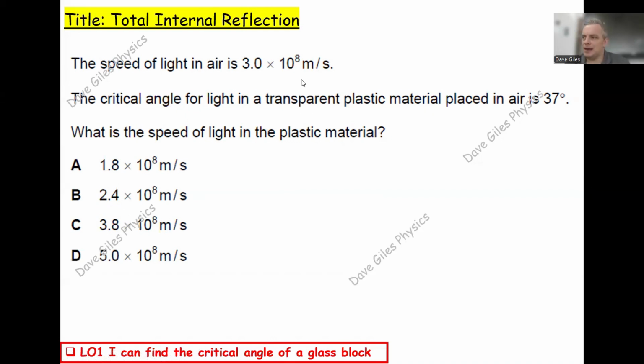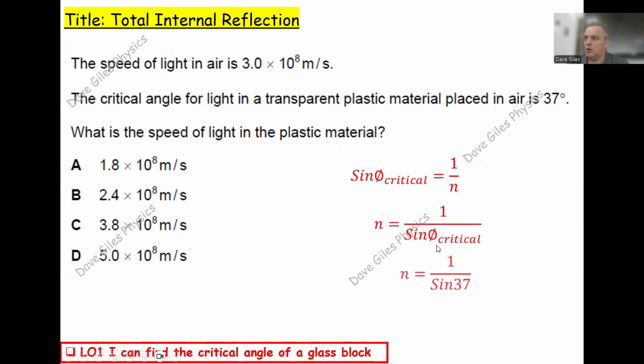Okay, so the calculation, I'll put it on the screen here. You need to work out n first, the refractive index. We're given the critical angle, so we rearrange this to get n is 1 over sine of the critical angle. So it's 1 over sine 37, which gives me 1.66. Now the speed of light in a material is the speed of light in a vacuum divided by the refractive index, which is 1.66.